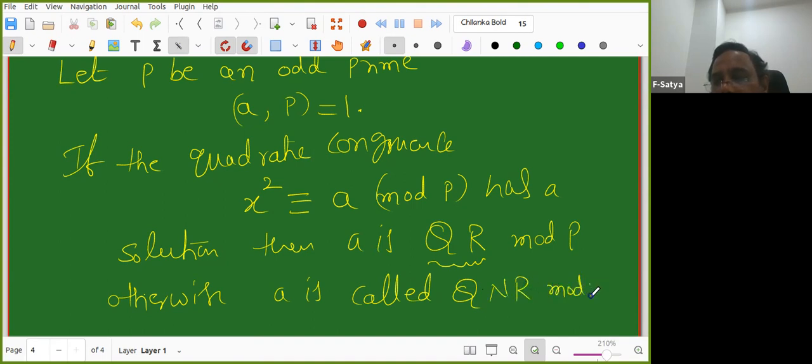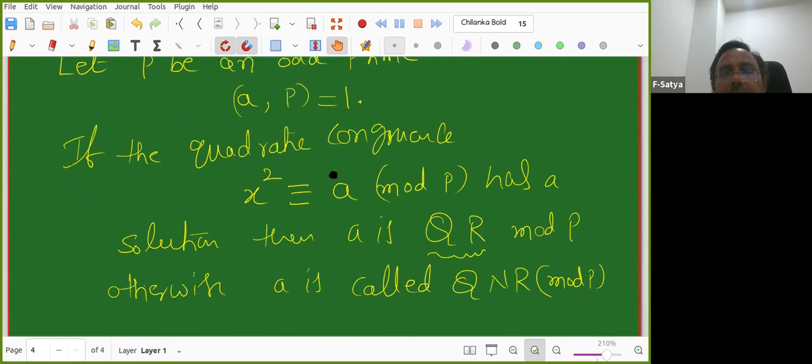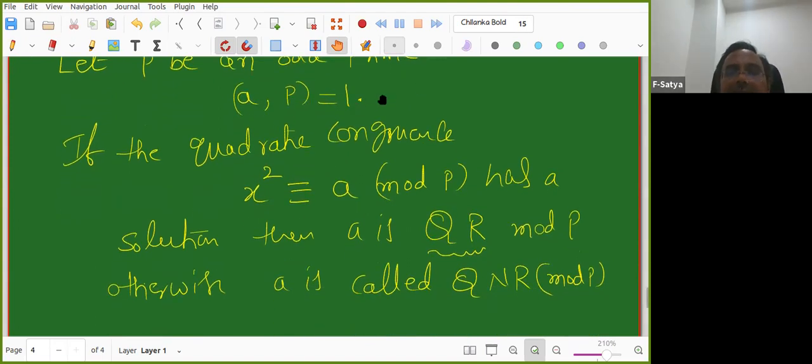So every Friday, another 1 or 2 Fridays, I will do this part only, quadratic residues. So I request all of you to remember carefully. First, let p be an odd prime, with gcd(a, p) = 1. So gcd(a, p) = 1 is necessary. And then we are considering this.